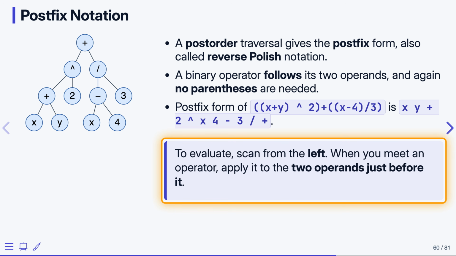To evaluate a postfix expression, scan from the left. Whenever you meet an operator, apply it to the two operands just before it and replace all three symbols by the answer. This is exactly the mirror of the prefix rule. Let us run it.